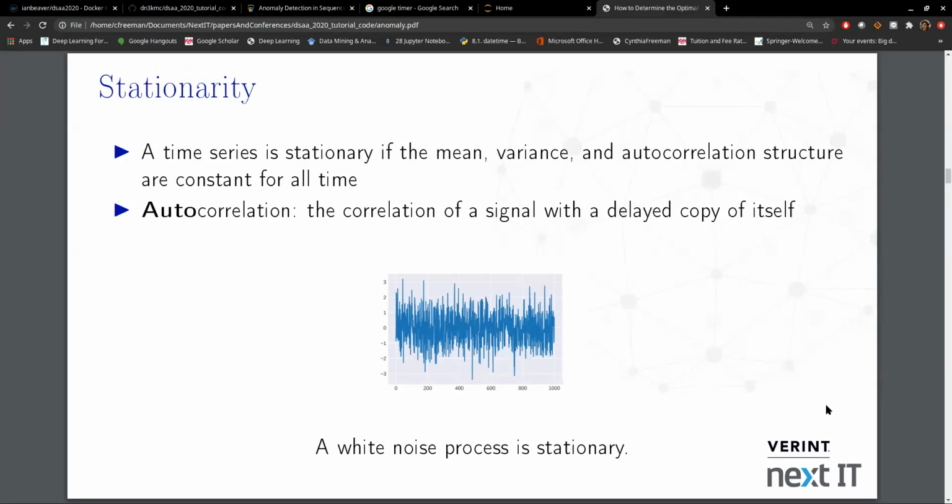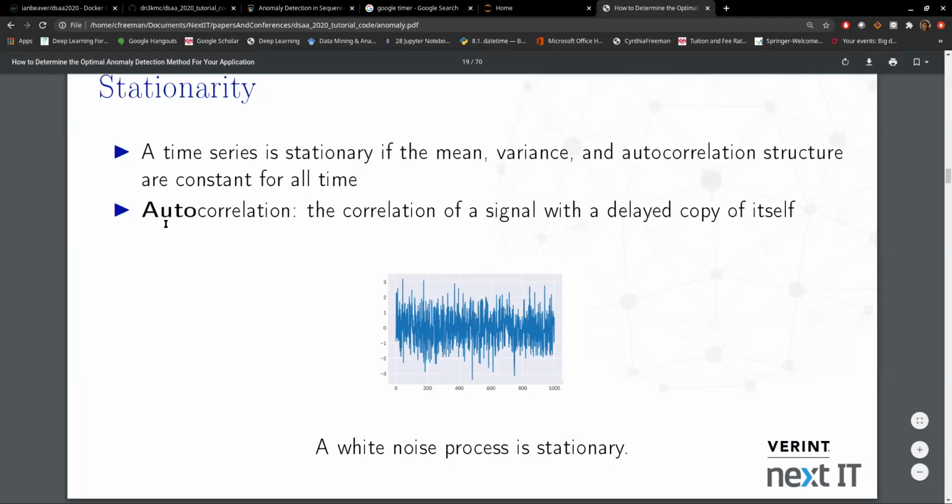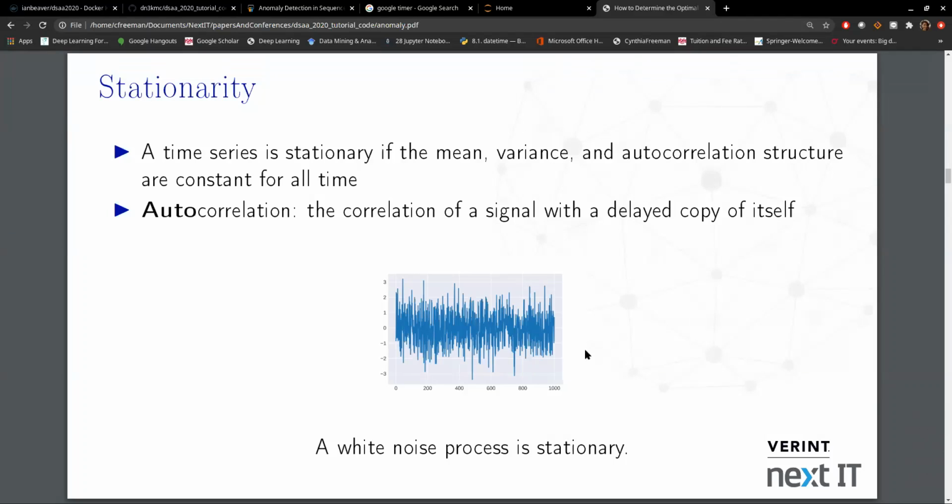A time series is stationary if the mean, variance, and autocorrelation structure are constant for all time. An autocorrelation is simply the correlation of a signal with a delayed copy of itself. That's why I bolded this "auto" here. A white noise process, right here, is stationary, for example. And many anomaly detection methods out there require the time series be made stationary first as a kind of pre-processing step.